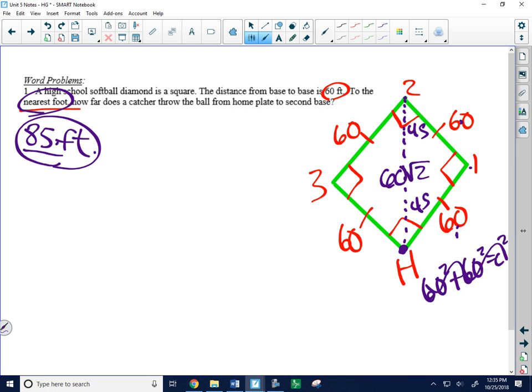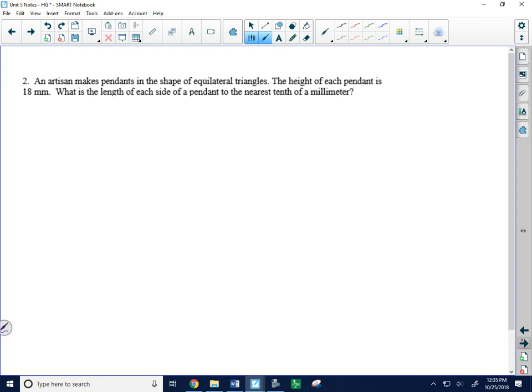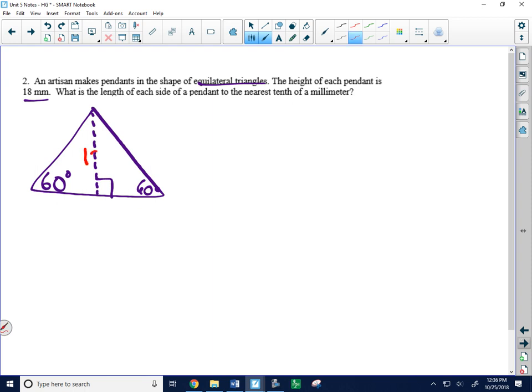Let's do one more to finish up. This time, I'm also showing you, anytime you see a square, they could make 45, 45, 90 out of it. Anytime you see an equilateral triangle, they can make 30, 60, 90 out of it. So this one, an artisan is making pendants. These are going to be smaller, but 18 millimeters is going to be the height. They're going to be equilateral triangles, and the height, or the altitude, of each one is going to be 18.